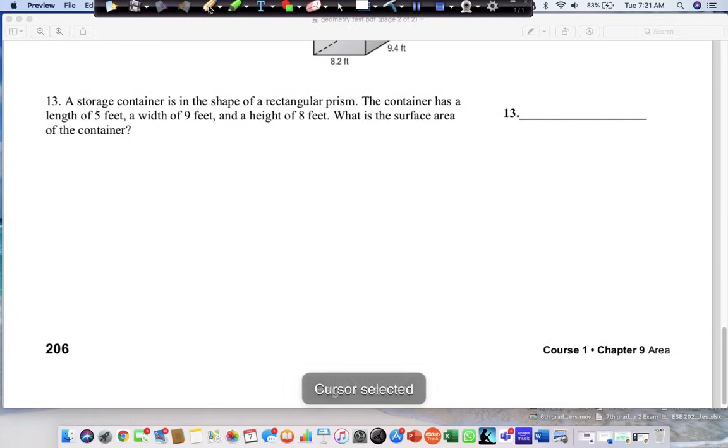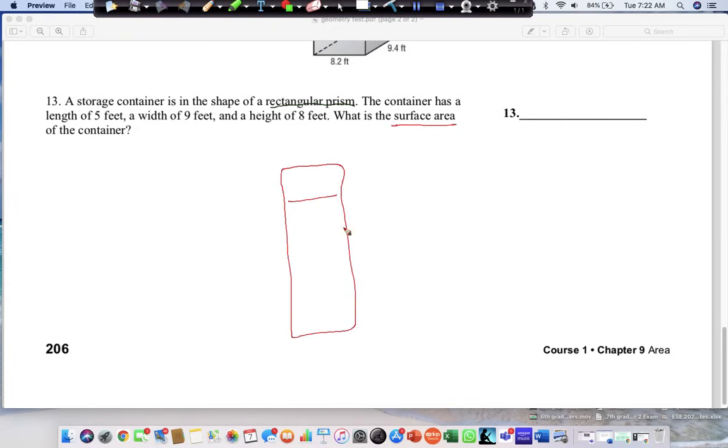Okay, and then our last question says a storage container is in the shape of a rectangular prism. The container has a length of 5 feet, a width of 9 feet, and a height of 8 feet. What is the surface area of the container? Remember, surface area, we are drawing the cross. We are drawing 4 rectangles in the middle, and then 2 rectangles on either side.